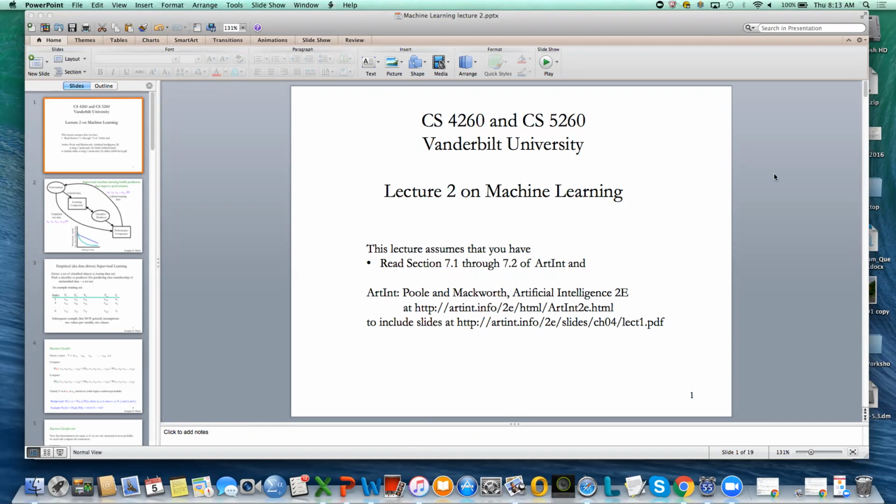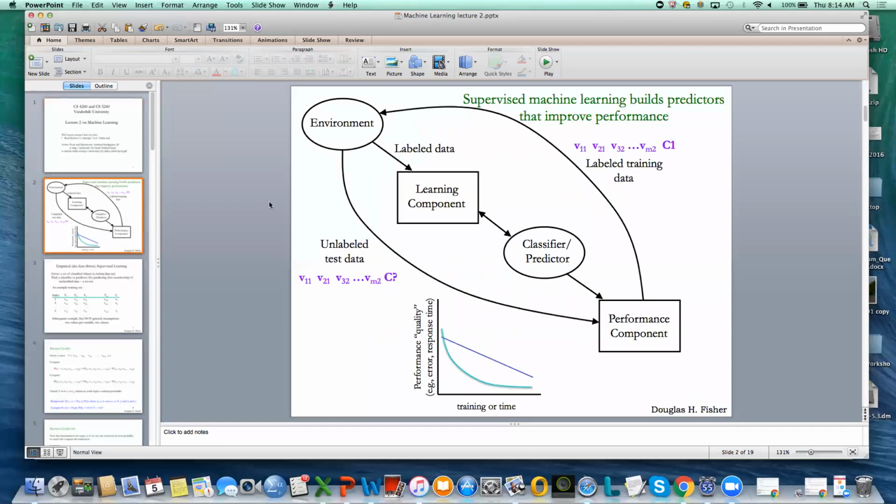We're going to be talking about some of the material, the optional readings that were in sections 7.3 and 7.4. Today we talked about some of those optional readings, particularly decision tree induction on Tuesday as well. So here's the general setup for supervised machine learning.